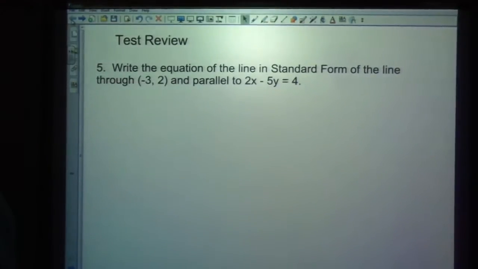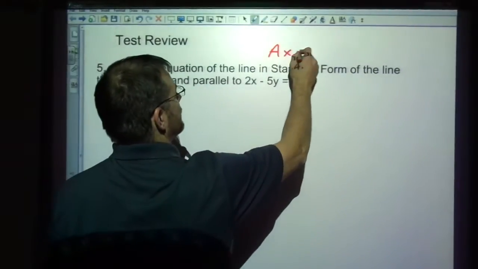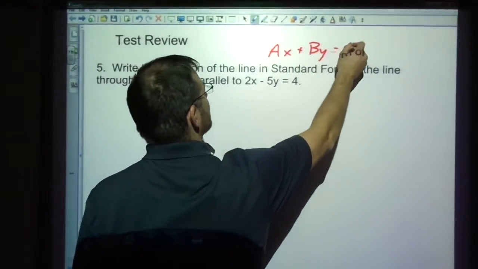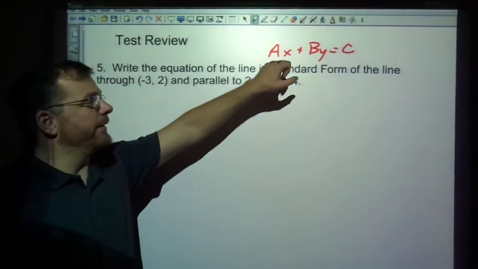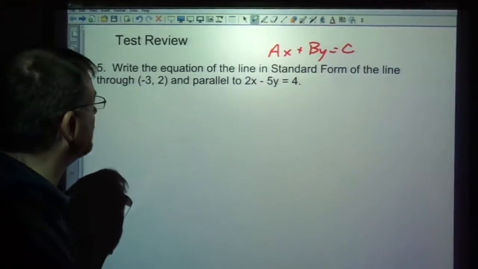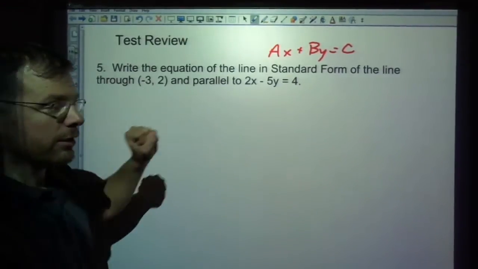We're looking for the equation of a line in standard form. Remember, standard form is ax plus by equals c. We need no fractions. We need x and y on the same side. We need the x term positive. And we have to have a point, and we need a slope.